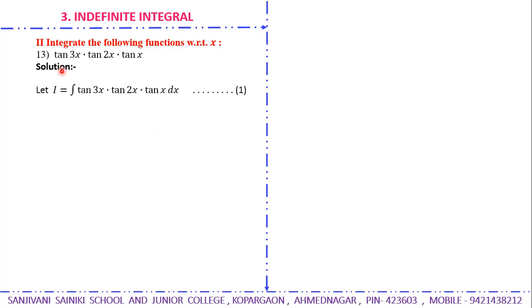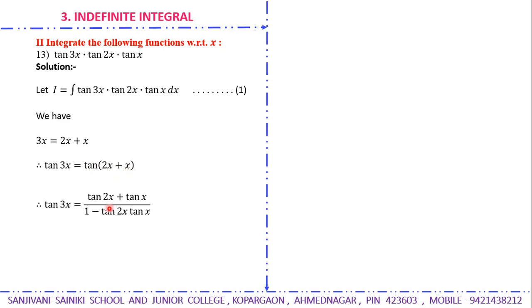Now the next example is tan 3x into tan 2x into tan x. We have to integrate this function with respect to x. So let I is equal to integral of tan 3x into tan 2x into tan x dx, our equation number 1. Now I can write 3x as 2x plus x. Taking tan on both sides, tan 3x is equal to tan of 2x plus x. Again, I know the formula, tan of a plus b is equal to tan a plus tan b upon 1 minus tan a into tan b. Use that formula.